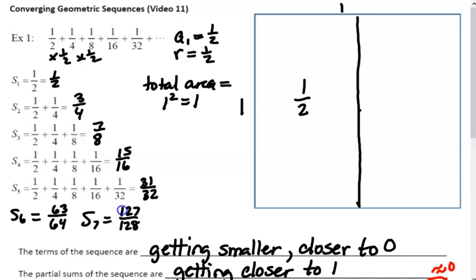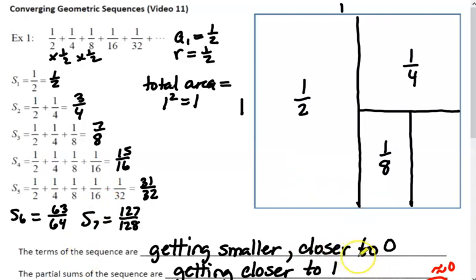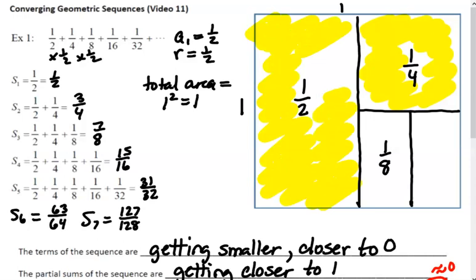And then I'm going to divide the 1/2 in half, and this would be 1/4 of the area. So far I've filled in 3/4 of the area. Then I'm going to divide the 1/4 in half and say, oh, this is 1/8 of the area. So far I've filled in 7/8 of the area. And actually I could get a highlighter here and fill this in. So I'm filling in all of this, all of this, all of this. So I've filled in most of the area.